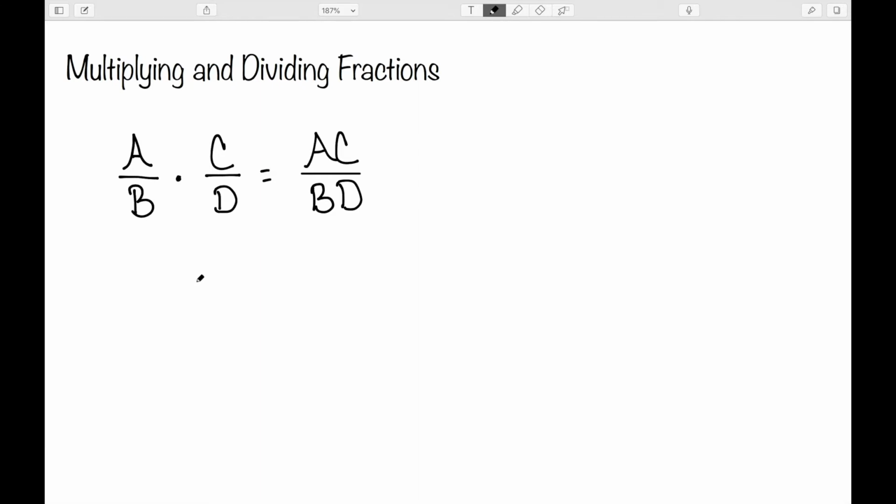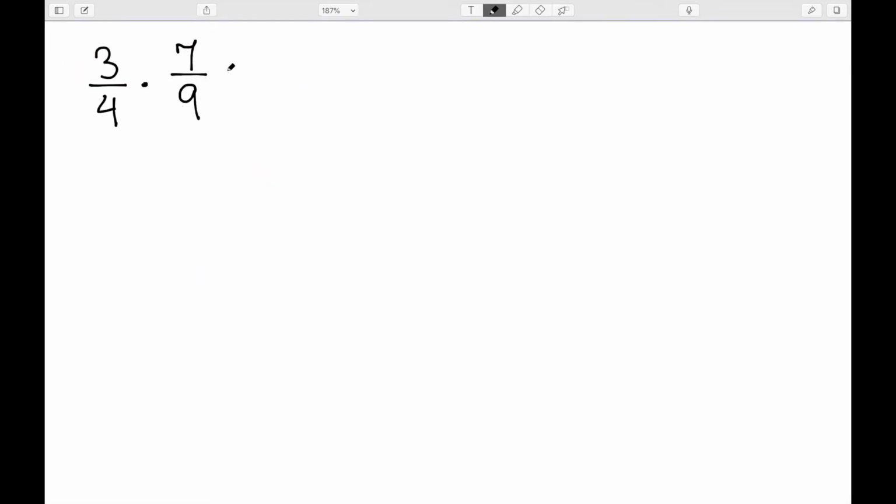So let's look at some examples. 3 over 4 times 7 over 9. I can multiply the top. 3 times 7 is 21. Multiply the bottom. 4 times 9 is 36. And then we can reduce. There's a 3 in common here, so I can divide both the top and the bottom by 3. And that would give me 7 over 12. So there's my final answer.